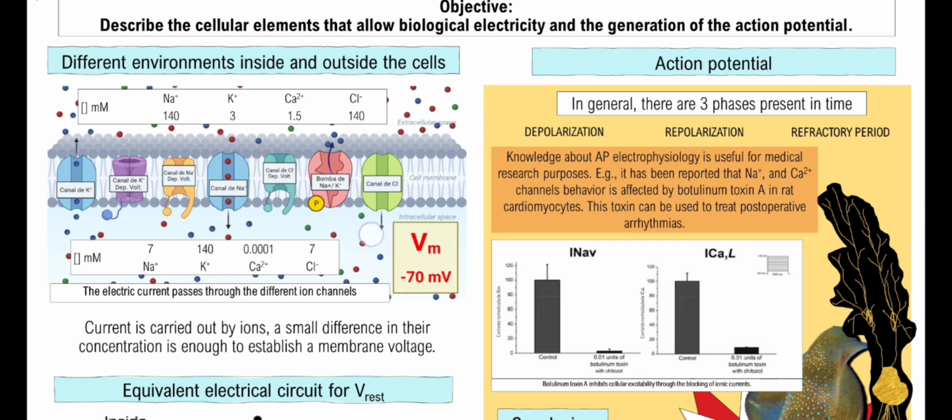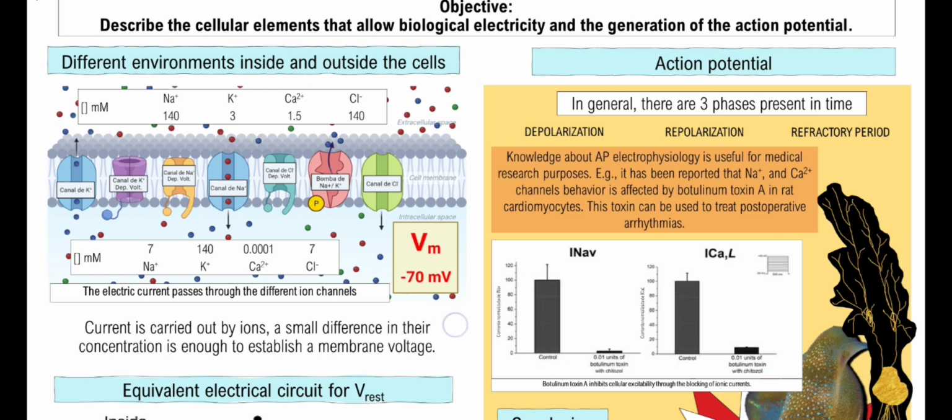There are other elements that allow the currents to pass through the membrane. Those are the channels. We have open channels and voltage-gated channels. And the electrical current passes through the different ion channels. And what's important here is that current is carried by ions. And even though both intracellular and extracellular space are electrically neutral, a small difference in the concentration of ions is enough to establish a membrane voltage.